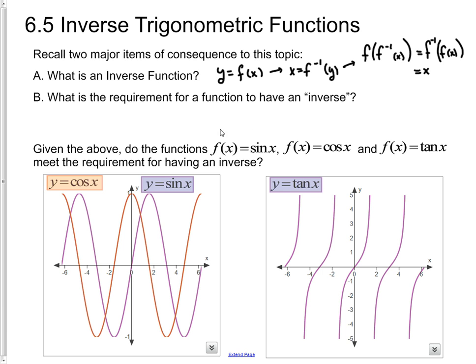So what is the requirement for one of these functions to have an inverse? Take a moment and think about this, but if you recall, the idea was that it must be a one-to-one function. In order for a function to have an inverse, it must be one-to-one. We tested whether or not functions were one-to-one often if we had the graph by using the horizontal line test. And the horizontal line test went like this.